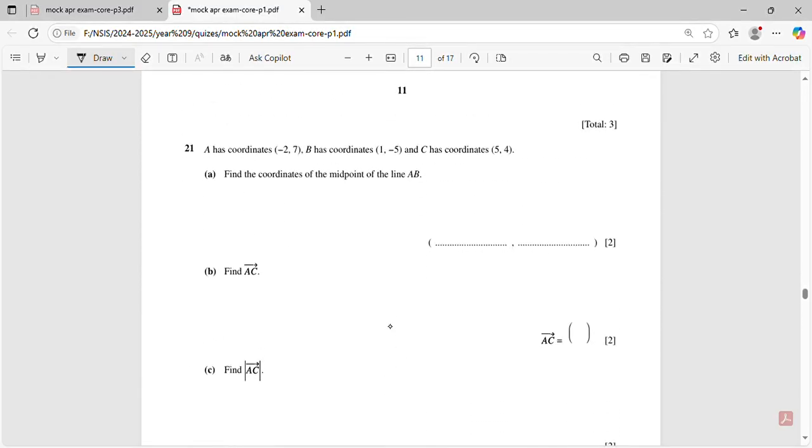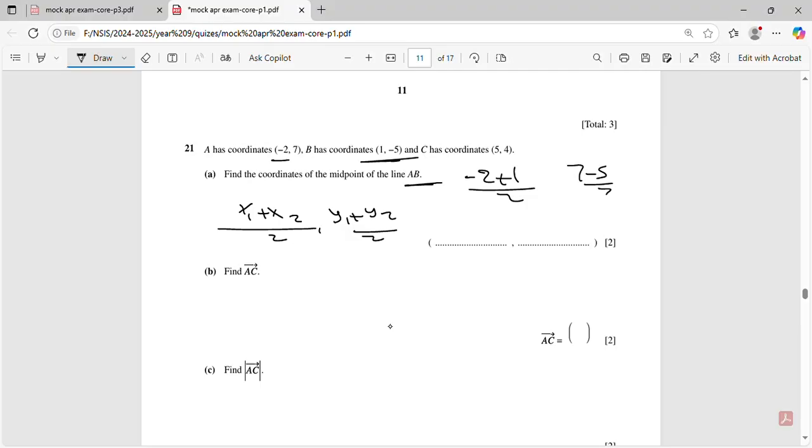Okay. Here A has a coordinate, and I have the coordinate for B and for C. He asks for the midpoint of AB. We know the rule for the midpoint: x1 plus x2 divided by 2, y1 plus y2 divided by 2. Since we're talking about A and B, I will take x1, x2: negative 2 plus 1 divided by 2, and y1, y2: 7 minus 5 divided by 2. Negative 2 plus 1 equals negative 1, divided by 2, it will be negative half. 7 minus 5 is what?